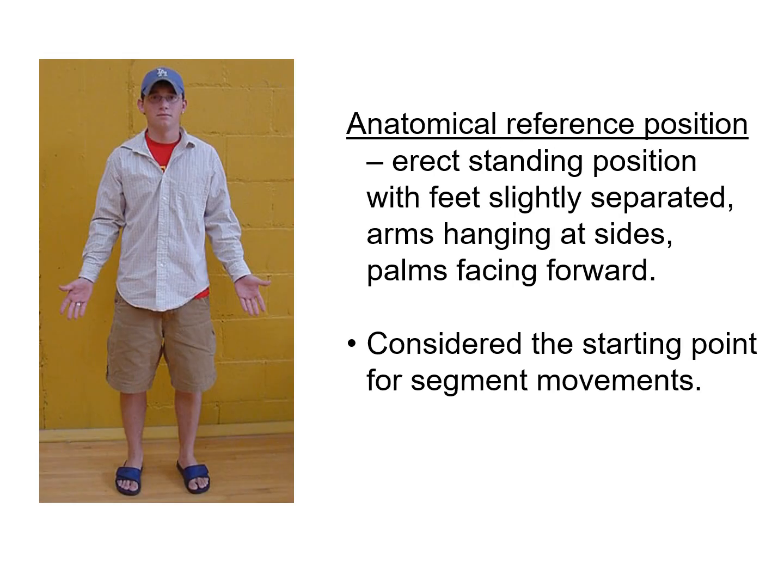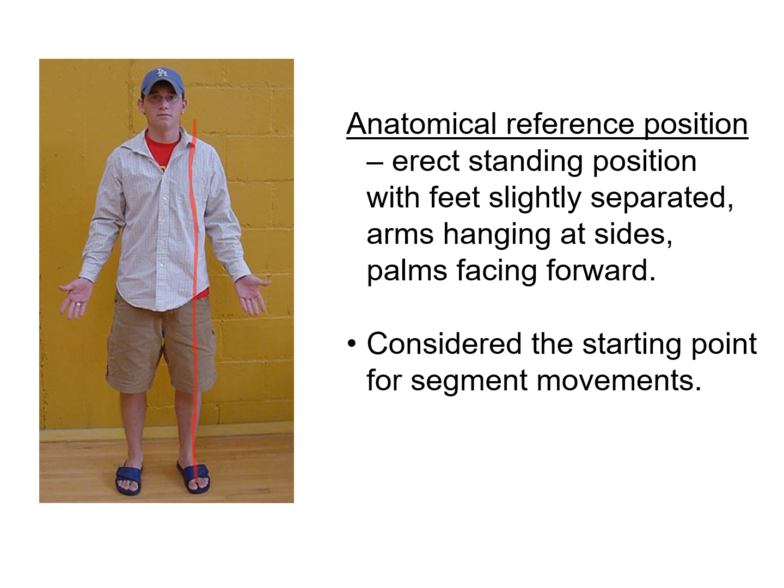So when we start looking at our language, especially directional language, whether something is flexing or extending, what plane it's occurring in, we base it off of a starting point. The starting point is the anatomical reference position. In this position, we're saying the person is standing erect or standing upright with their feet slightly separated. Usually we say their feet are shoulder width apart. So if we look at where his feet are, they tend to line up with his shoulders. His arms are hanging at his sides and his palms are facing forward.